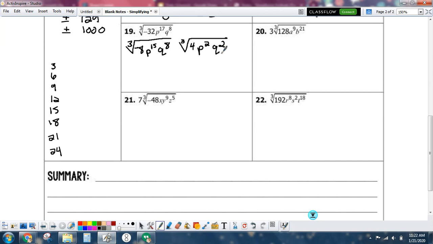Okay, and then I can go ahead and simplify. The cube root of negative 8 is negative 2. 15 divided by 3 is 5. And I'm sorry, why did I write 8? That should be a 6. And then 6 divided by 3 is 2. And then just bring down the rest.